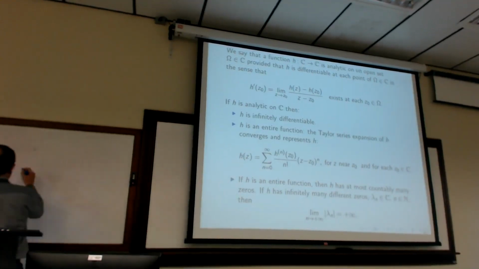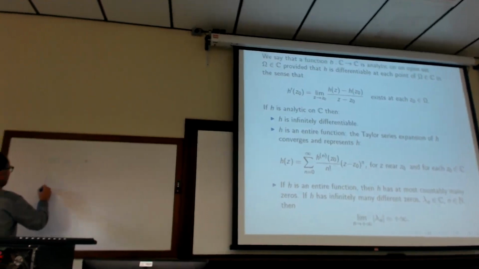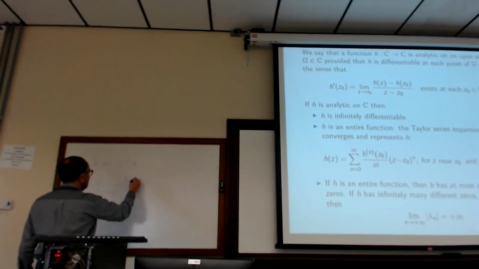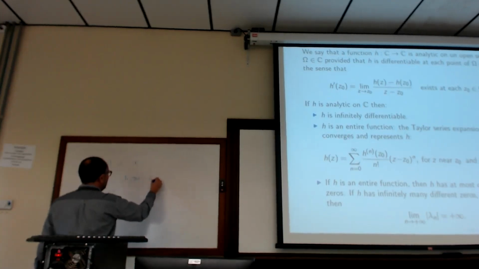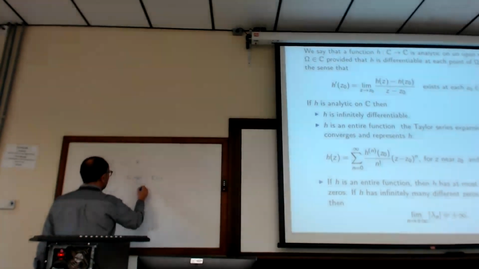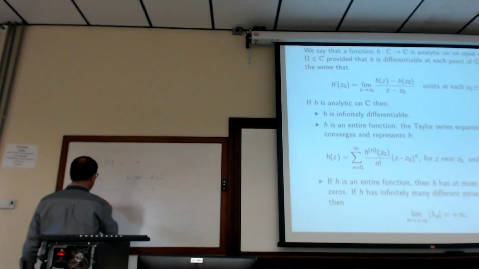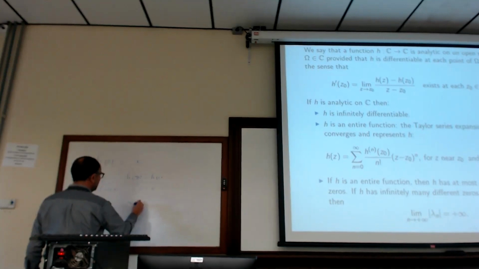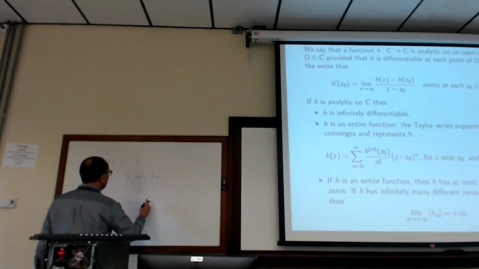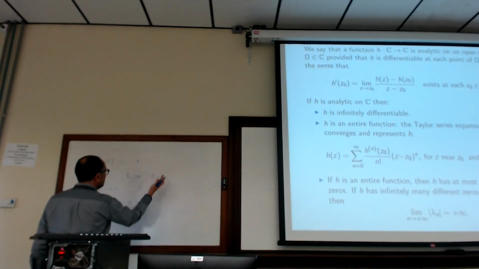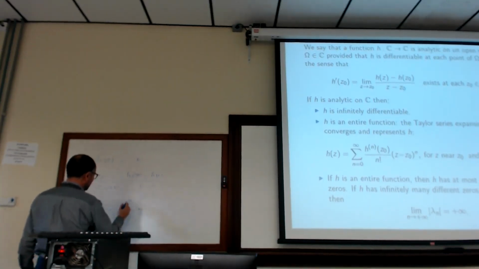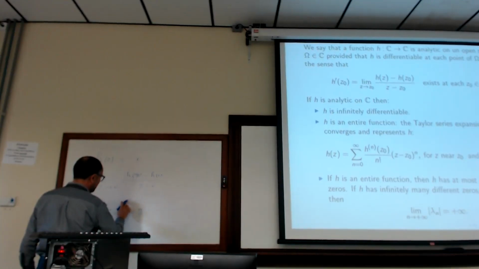If you take the limit, for example, when z goes to 0 of h of z minus h of 0 over z minus 0. The limit. This is x plus iy. This is 0. And this is x plus iy. And if I divide by x, 1.